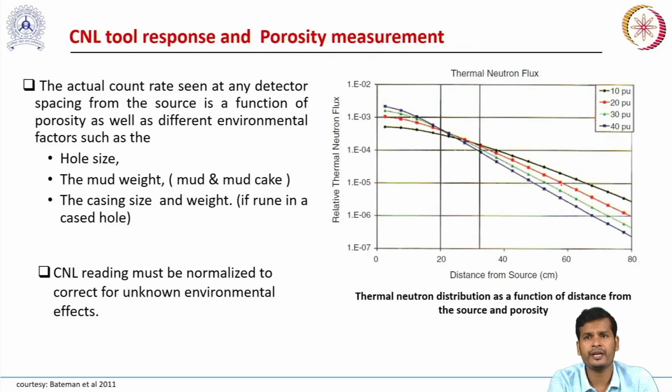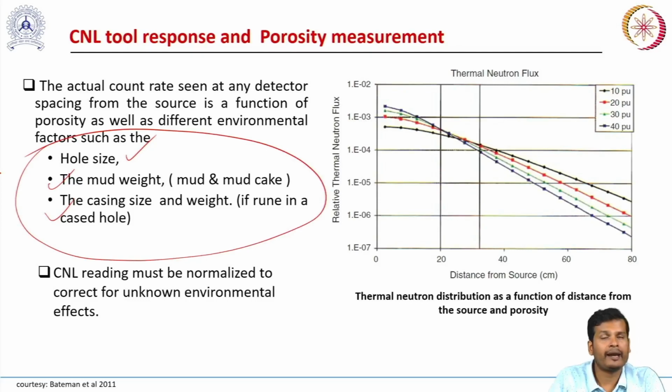So even if we are keeping the detectors at a long spacing region, some effect of hole size, mud and the casing size, if we are running the neutron logging tool in a cased hole, will be there. So borehole effect must be corrected from the neutron logging tool data. So accordingly, we will have different types of correction charts developed for different types of tools. Each tool will have certain corrections associated with it. So you can use the correction chart developed for a particular tool to correct the tool data for borehole effect.